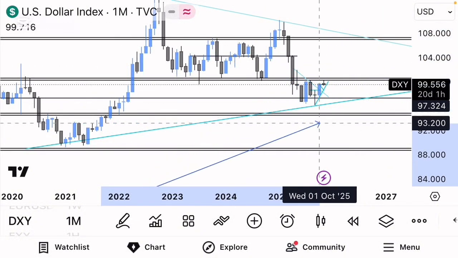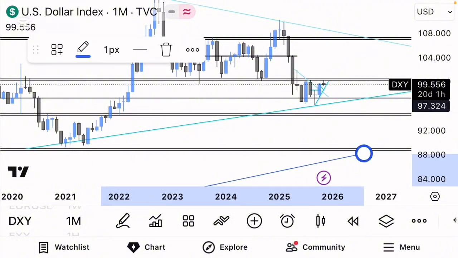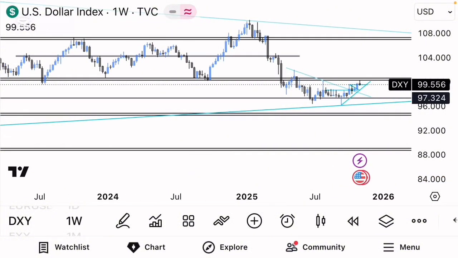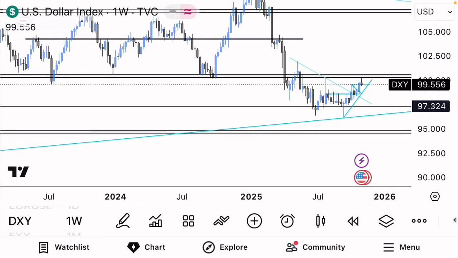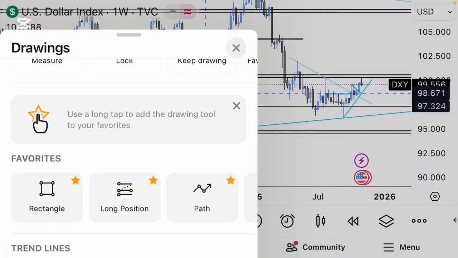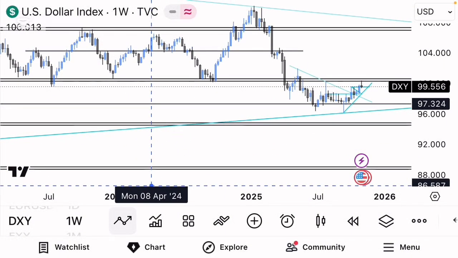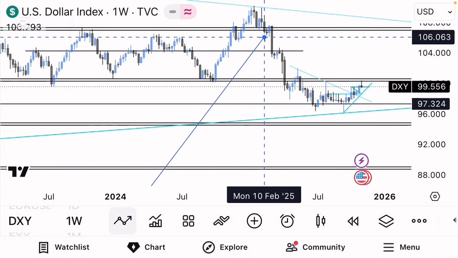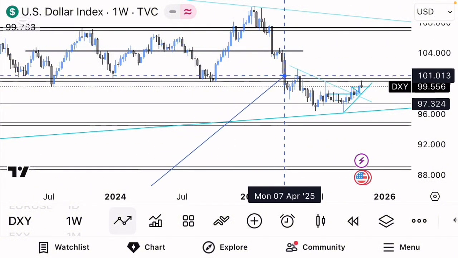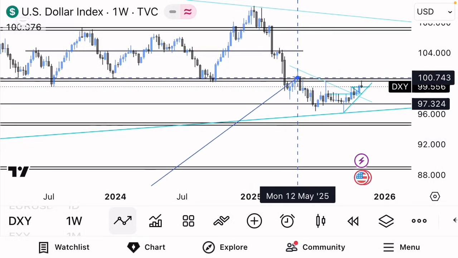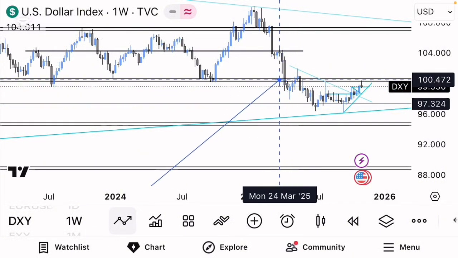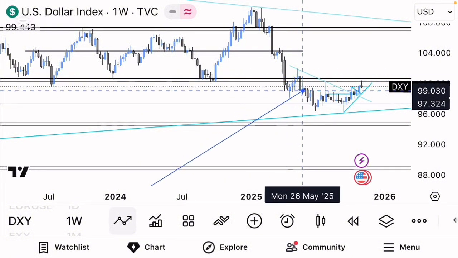So I'm going to be going to the weekly time frame, and let's see what exactly is going on. On the weekly time frame, guys, it's not much different from what we saw on the monthly time frame. What we can see is that the market was making lower lows and lower highs, lower lows and lower highs, lower lows and lower highs, and broke out of this zone here, and potentially we retested it and continued to the downside.